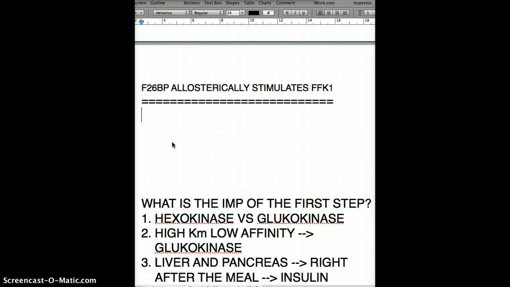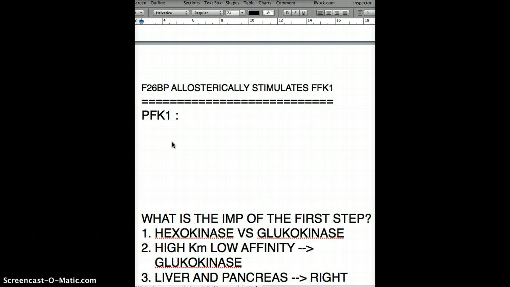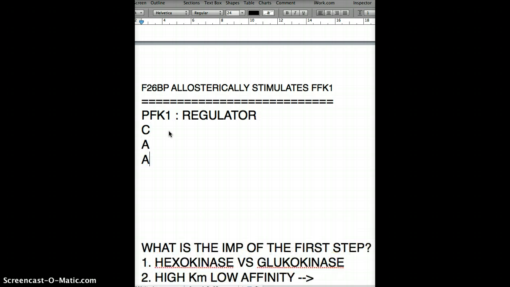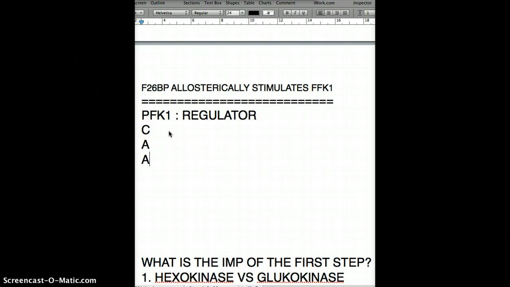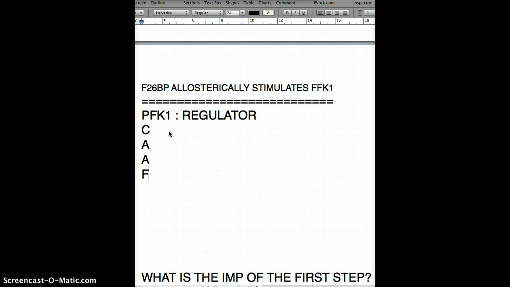So if they ask you, what are the regulators of PFK1? What are the regulators? Okay, so what does that mean? It means whatever stimulates PFK1 or whatever inhibits PFK1. So for that one, I have a little mnemonic here, and the mnemonic I use is CAAF, C-A-A-F. Okay, don't ask me why I use this mnemonic, but I do, and it kind of works for me.